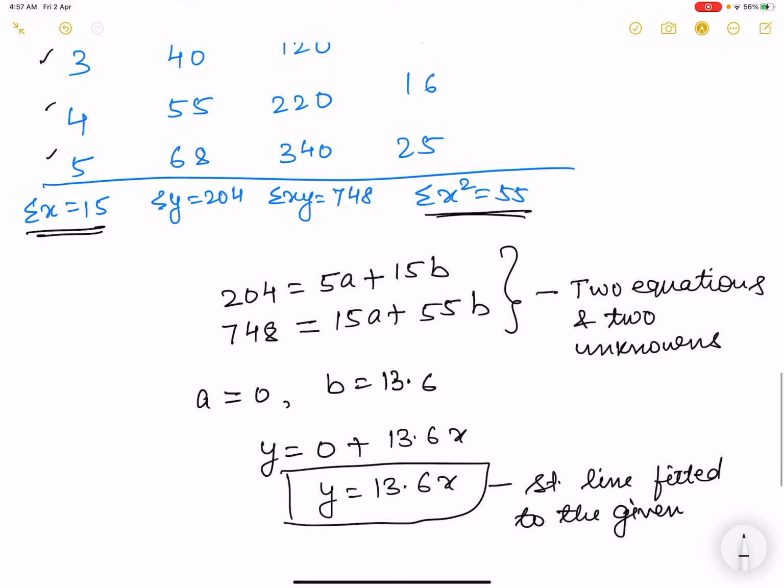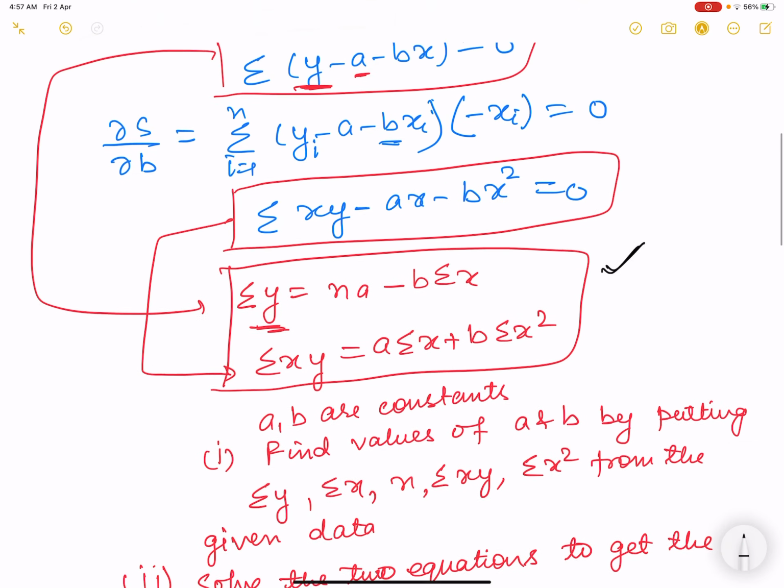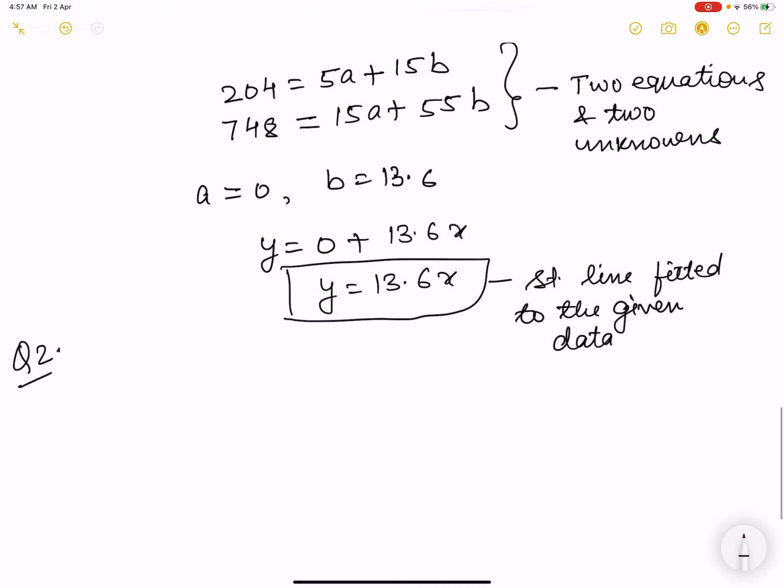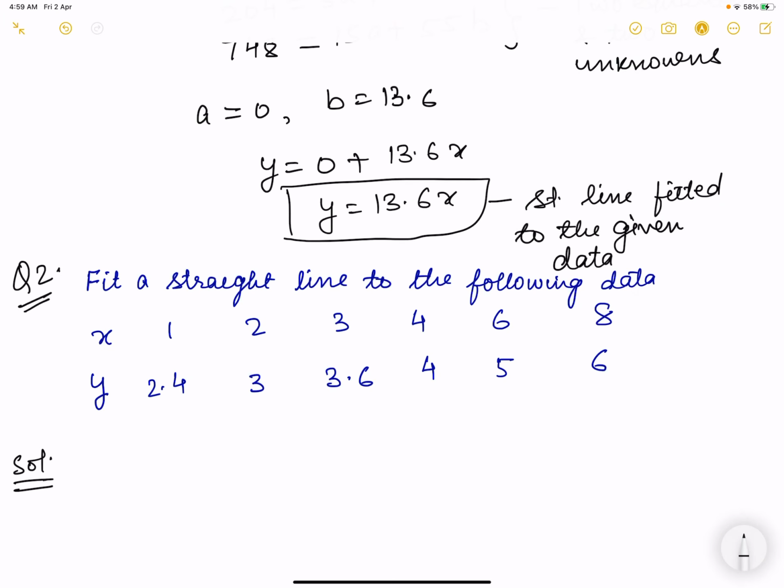So you have a trick to write the normal equation, and you know how to derive the normal equation using method of least squares. Why is it called least, why is it called squares? And now let us move to question number 2. In this question also we have to fit a straight line, as we are practicing for the straight line only. In the next lecture we'll discuss fitting of a parabolic curve.